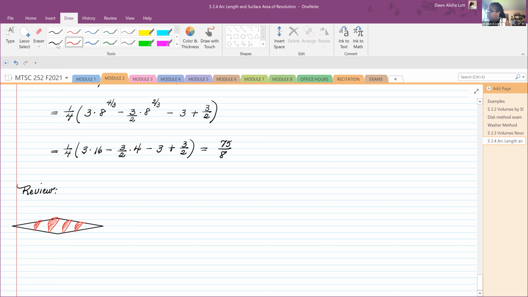Okay, so for volume by slicing, you had to determine the cross-sectional area, and then you had to integrate it.